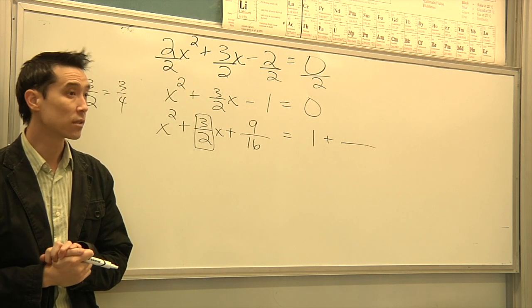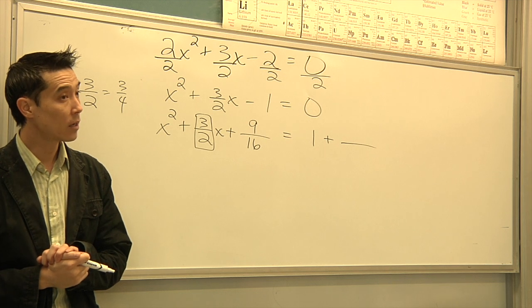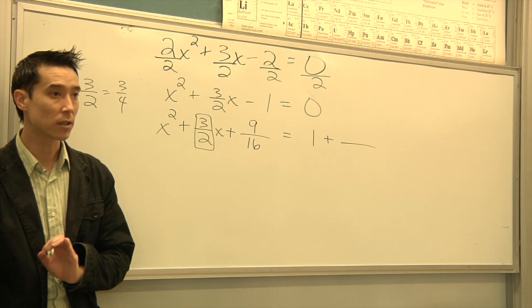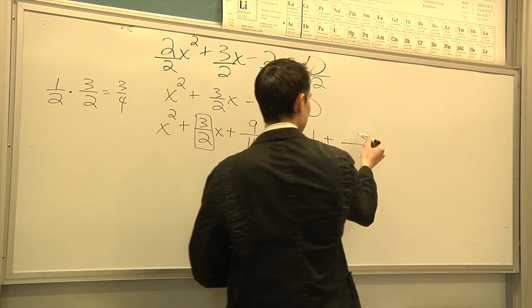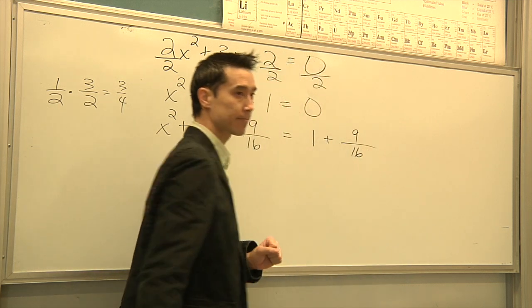Half of 3 halves is 3/4. 3/4 squared is 3/4 times 3/4, which is 9 over 16. So I need to add 9 over 16 to both sides.